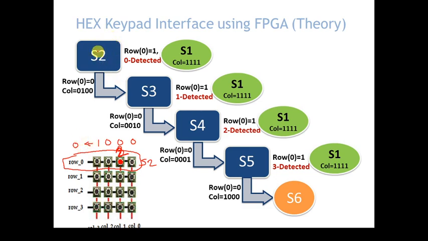So let us come here. In S2 state, if row of 0 is 1, then 0 is detected, else this is the else part, right? If row of 0 is 0, yes, we are here and we have to make the column value 0, 1, 0, 0. That means right now row of 0's value is 0, that means this is an invalid condition, right? So we are going here. If row of 0 is 0, yes, now row of 0 is 0, then we have to assign column value 0, 1, 0, 0 and go to the next state S3.